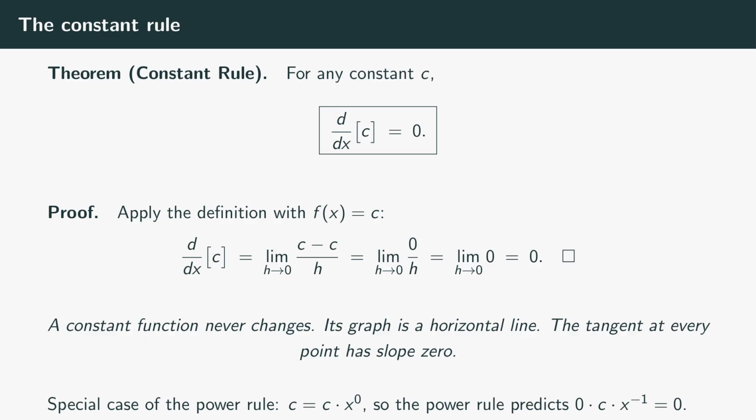The picture explains it without any algebra. The graph of a constant function is a horizontal line. At every point on a horizontal line, the tangent line is the line itself, slope 0. A constant function isn't changing, so its instantaneous rate of change is 0, full stop. You can also read this as the power rule applied at x to the 0, since any constant c equals c times x to the 0. The power rule predicts 0 times c times x to the minus 1, which is 0. Same answer two ways. We'll combine the constant rule with the constant multiple rule shortly, and together they make working with polynomials almost effortless.